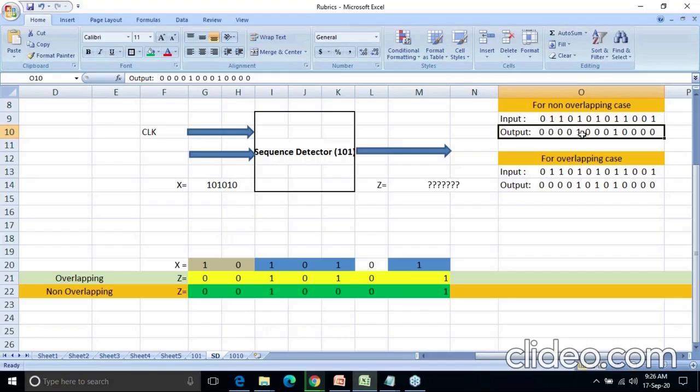Okay, as this is the non-overlapping case, so 101 will not be happening because this one we have already considered over here, so it will be starting from this 0. Okay, so 0 1 0, so this is my next sequence, so the output is 1. Same way I will be starting with this, so my output will be 0. Same for the overlapping case you need to do. So I have given the answer over here, just try to write down the output for a particular sequence detector having a particular input as a string. Is it clear?